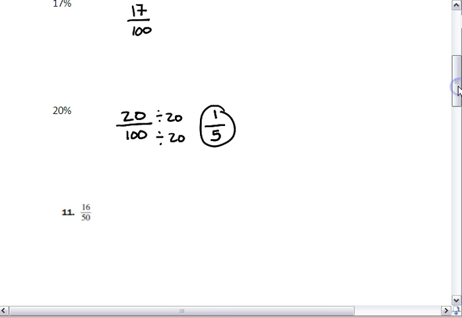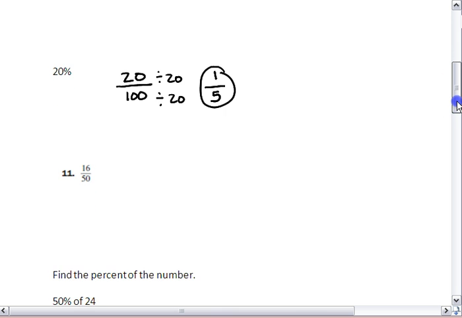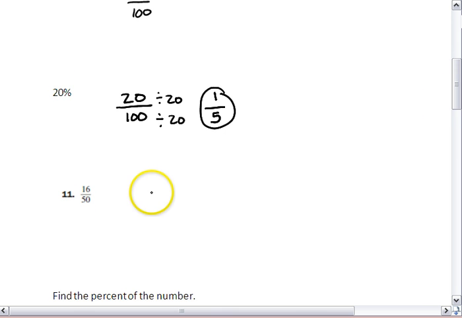Okay, here's another one. Only this time I'm starting with a fraction and I want to turn it into a percent. So I've got 16 over 50. Now I want it per 100. Well, it's easy to turn 50 into 100. I'm just going to multiply it by 2. I need to do this to both the top and bottom, and I get 32 over 100. Now it's per 100, so I can write it as 32%.